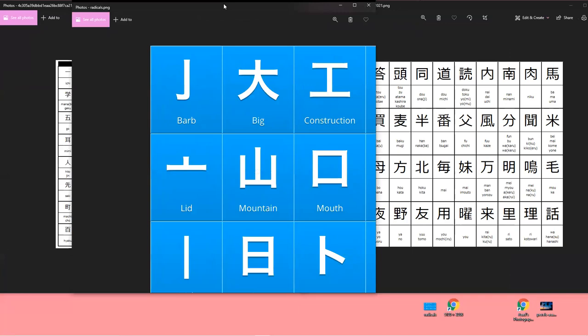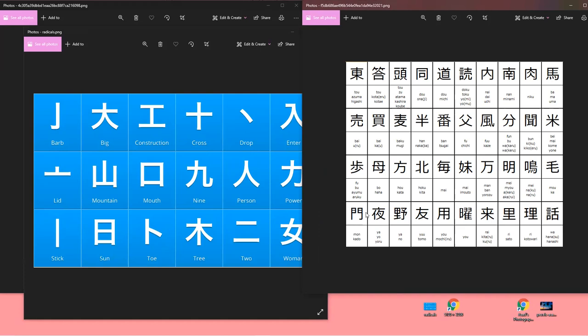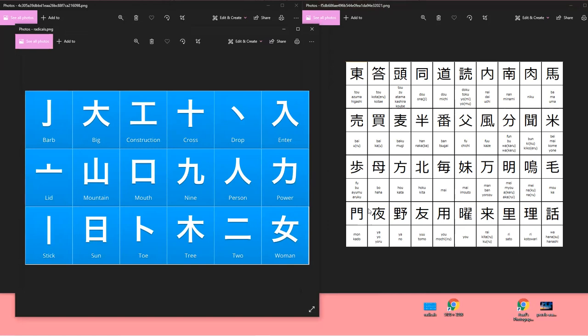Do we have... No, we don't. I guess we can use this, yoru. Yoru means night. As you can tell, it's the other way around, but basically it's not really. This radical right here, the one that looks like a katakana I, stands for people or a person. Any kanji that has this radical is going to relate to something that has to do with a person.